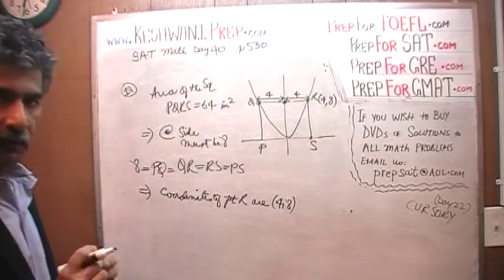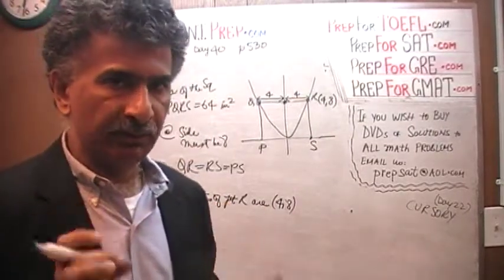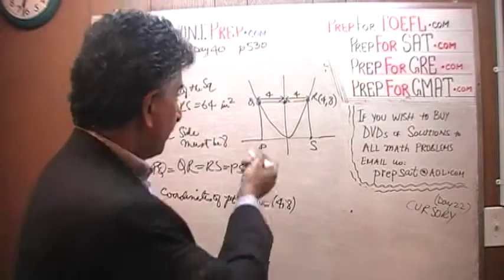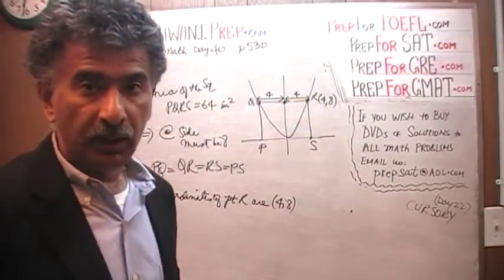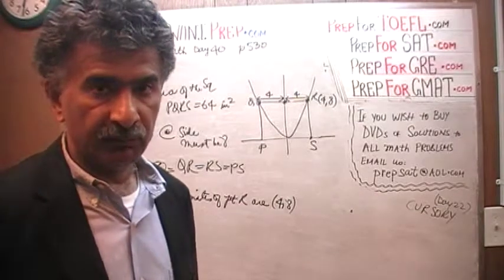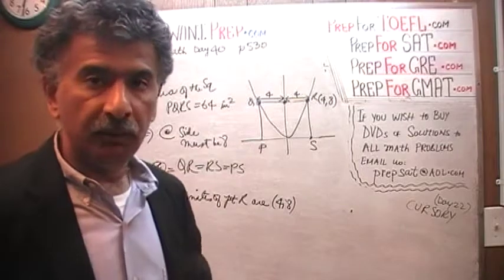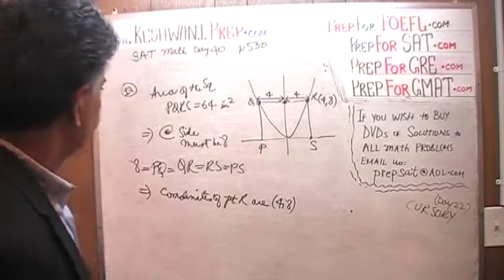Now, all we have to do is substitute these two coordinates in the equation of the parabola, because the parabola goes through point R, which means the coordinates of point R must satisfy the equation of the parabola. We substitute the coordinates of x and y in the equation of the parabola, and we solve for our constant a. That's all. Let's do it up here.